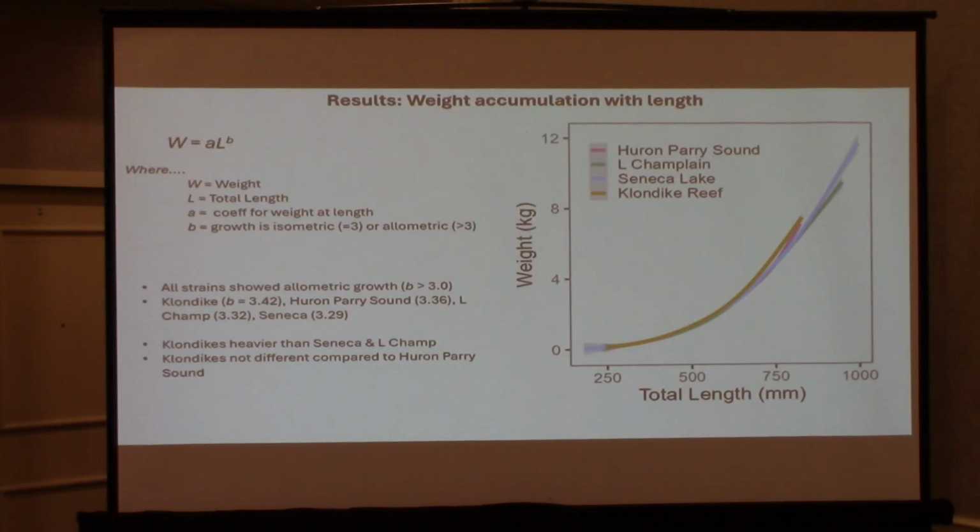The weight accumulation with length also seemed to show some differences. This is just a standard length-weight regression. So in general, if you have a B coefficient that's greater than 3, it shows there's allometric growth. Klondikes, in yellow here, their B was 3.42, so slightly higher than the other ones. And they actually showed significance between Seneca and Lake Champlain, but they weren't significantly different from Huron and Parry Sound.